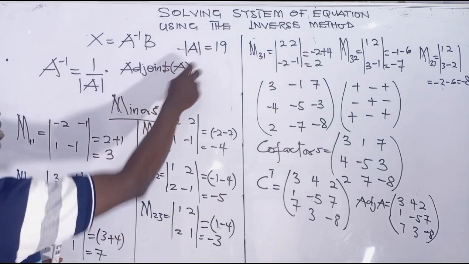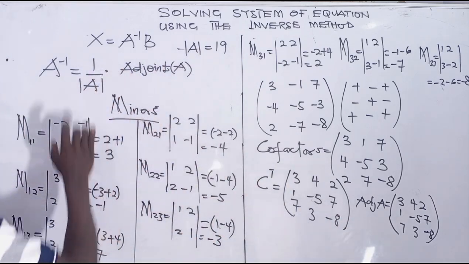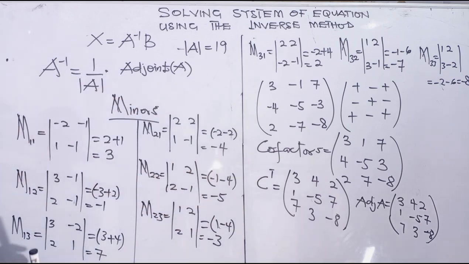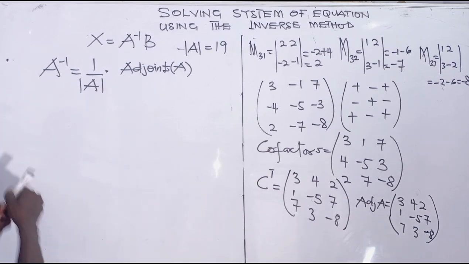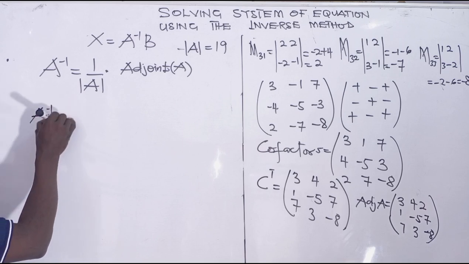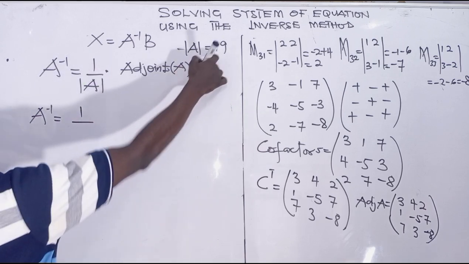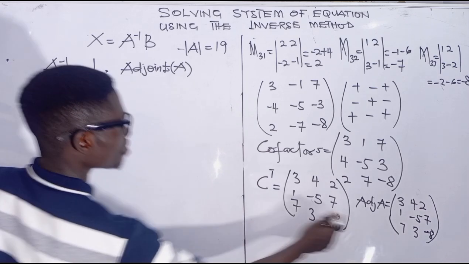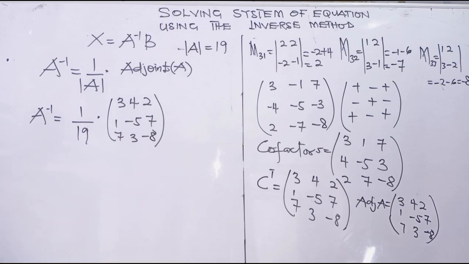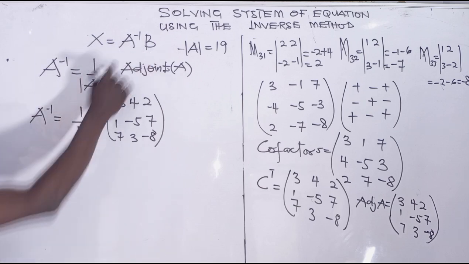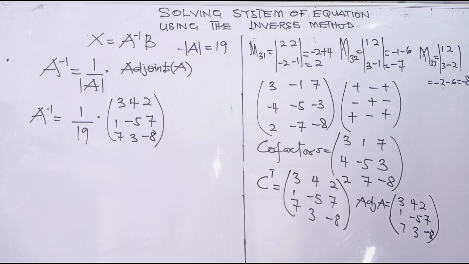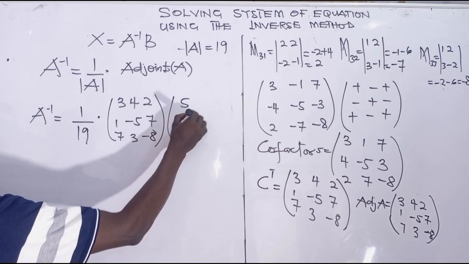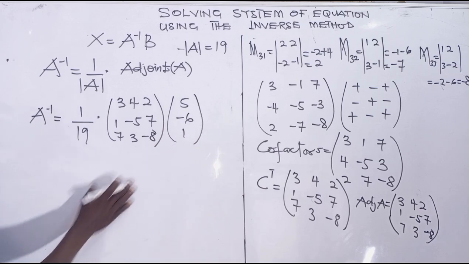So we have our determinant. We have our adjoint. We are just going to substitute these entries into the formula. So we have the inverse of A is given as 1 over the determinant. The determinant is 19 multiplied by the adjoint. So this is the inverse of matrix A. To find our x, we are just going to multiply this inverse by matrix B. And matrix B, we have 5, negative 6, 1.